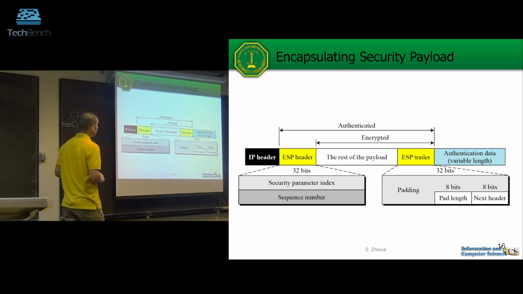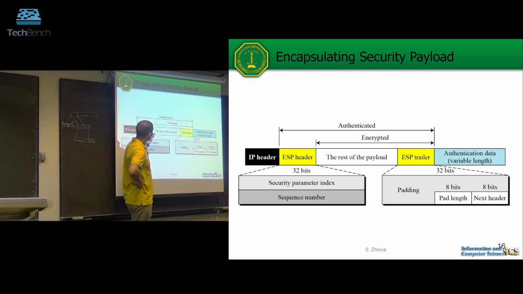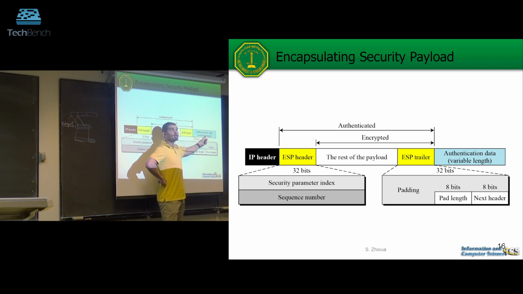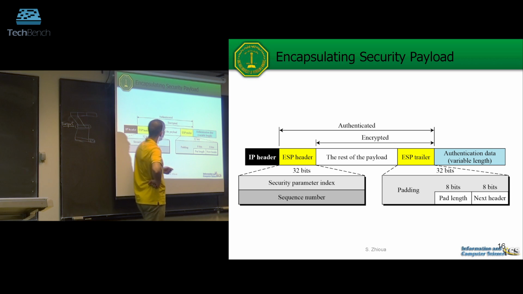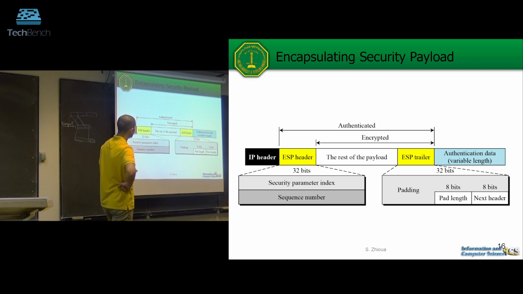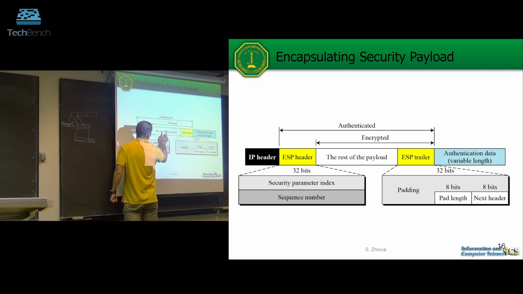Okay, what is encrypted? And see here the authentication data. The authentication data is not part of the ESP header. It is separate here. Okay. Now, what is encrypted is the payload and the trailer.